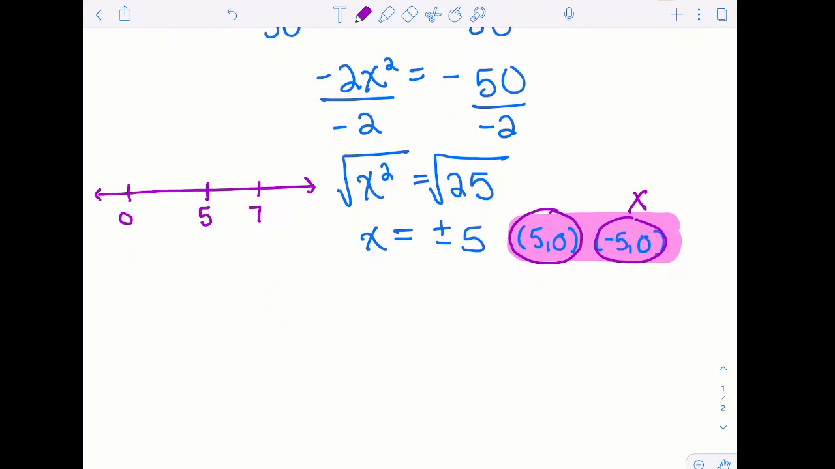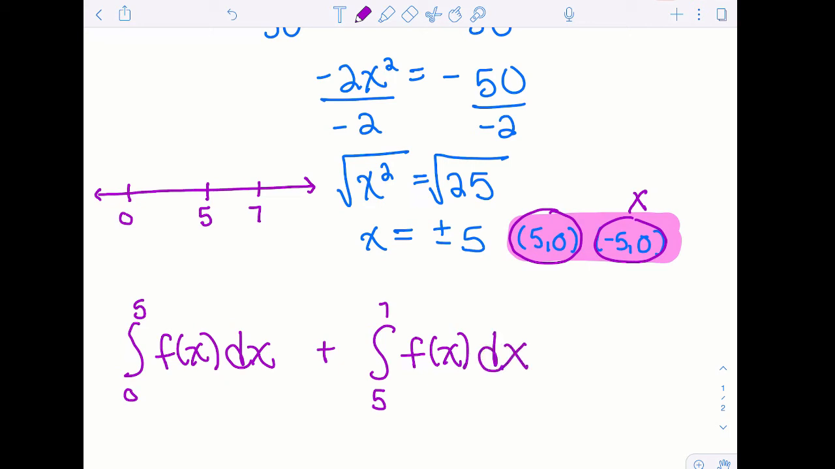So to find the area between 0 and 7, I'm going to split it up: the integral from 0 to 5 of our function, I'll fill in the function in a second, and then the integral from 5 to 7 of our function. Without the graph, you don't know which one is going to be positive and which negative, but I know one of them will likely be positive and the other negative, and I'll change the negative value to positive to find the answer for this question.